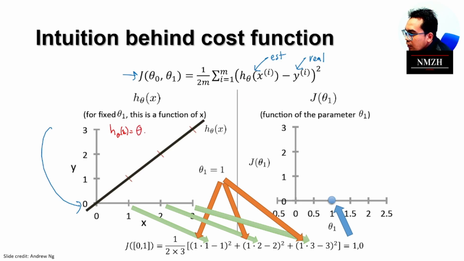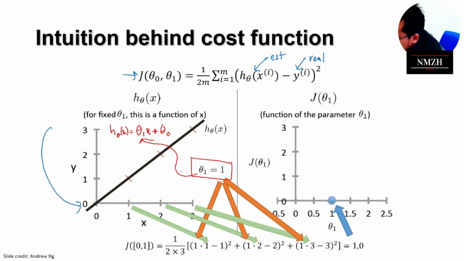This one is theta 1 x plus theta 0. Okay? Right. So this one is 1, right? Theta 1 is representing the slope or the intersection, guys? Slope, right? Okay, so be careful about this.